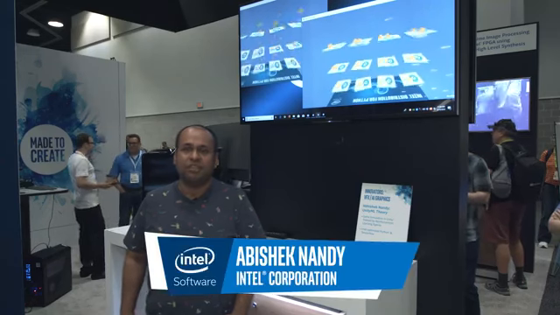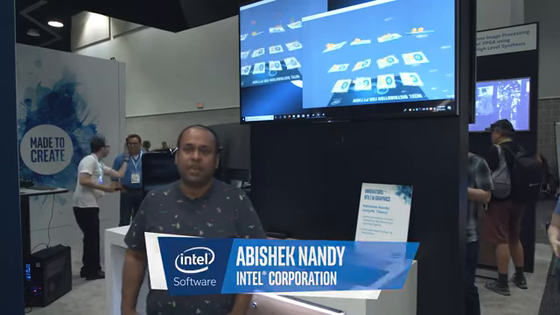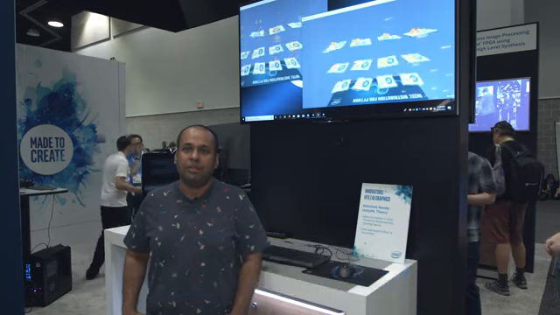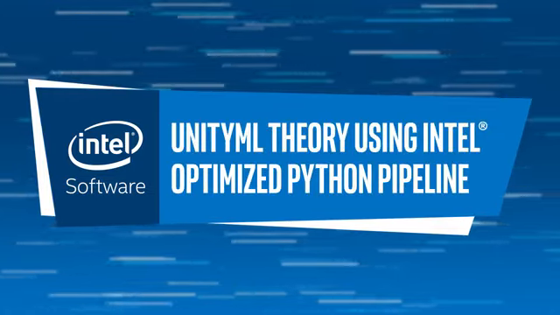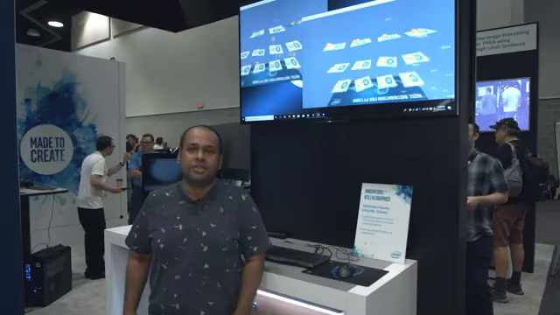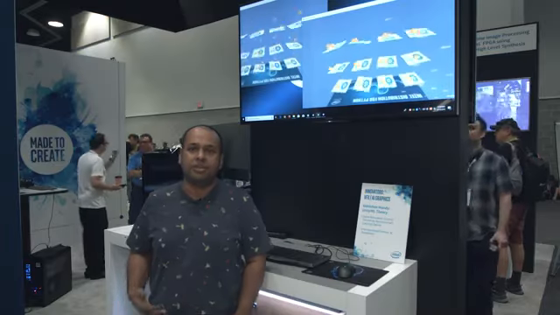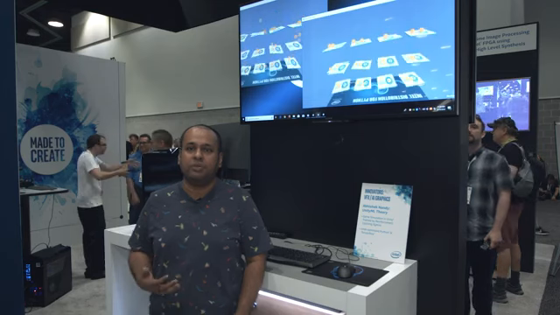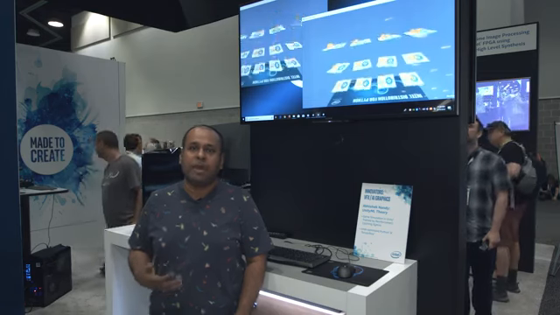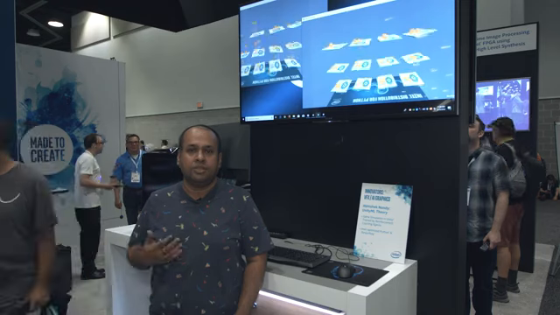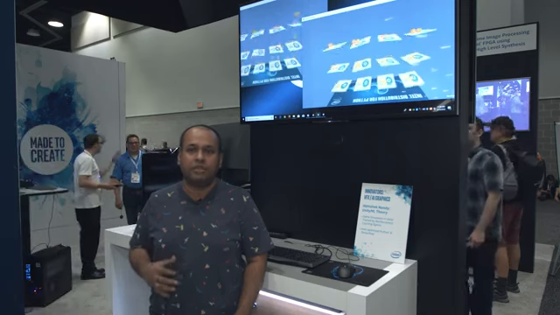I am here at SIGGRAPH showcasing my work UnityML using the Intel optimized Python pipeline. This project is about Unity machine learning, bringing in the power of CPU to more optimize your simulations. This solution is based completely on CPU orientation.